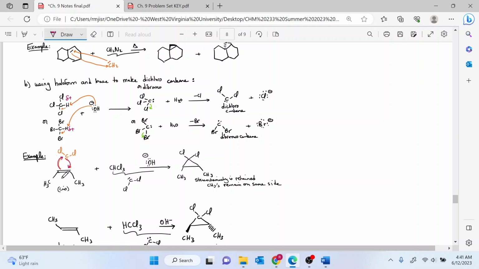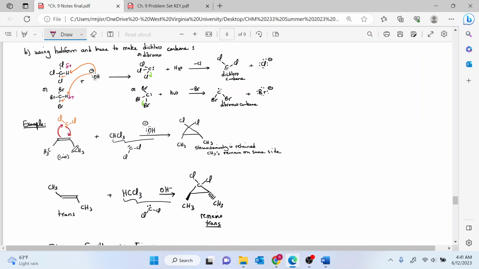Pay attention to the stereochemistry of the alkene in these reactions, because this is similar to the epoxide. When you close the cycle, you have to maintain the stereochemistry of the groups around the alkene. So if they are cis, then your product is going to be cis. If they are trans, then your product is going to be trans.